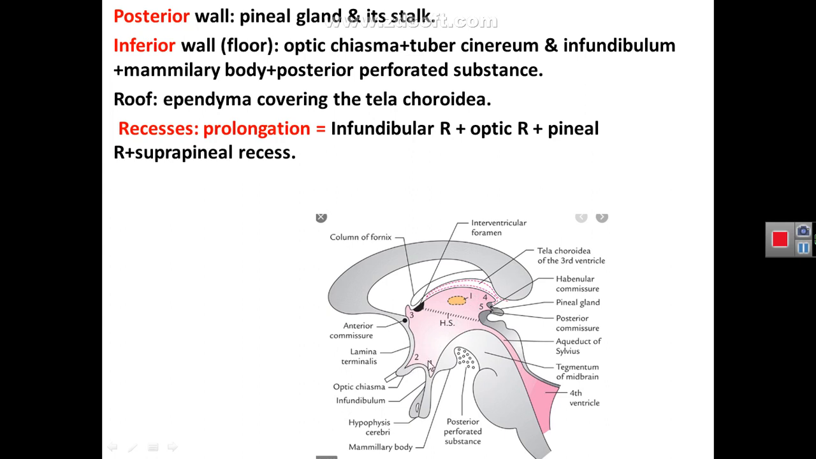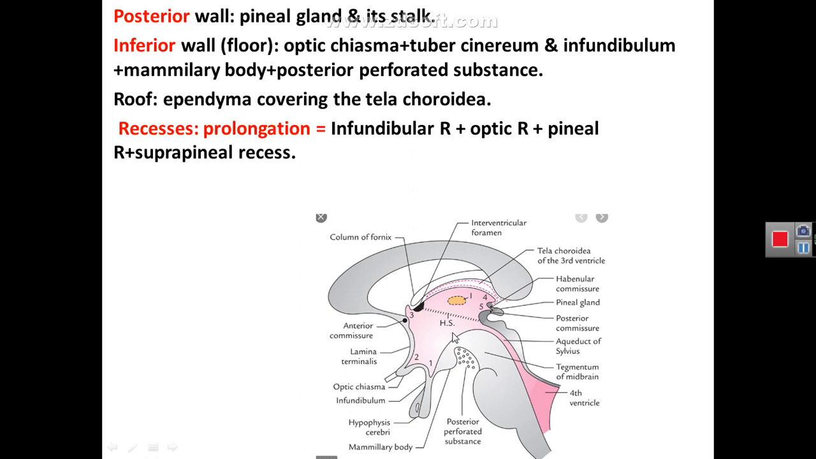The inferior wall of the third ventricle is formed by the following structures from anterior to posterior. First, the optic chiasma, then the infundibulum and tuber cinereum of pituitary gland. More posteriorly are the medullary bodies of the hypothalamus, and more posteriorly is the posterior perforated substance.